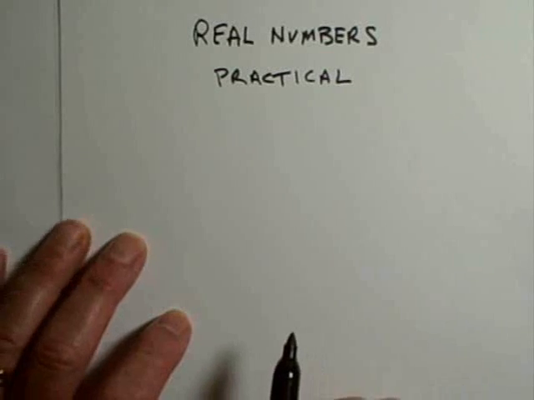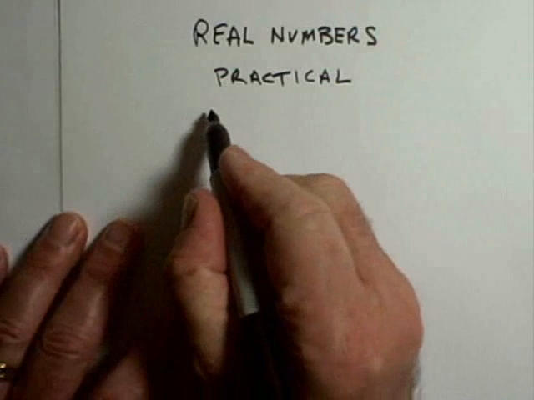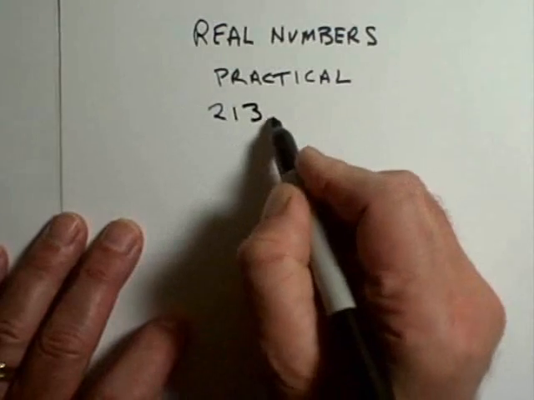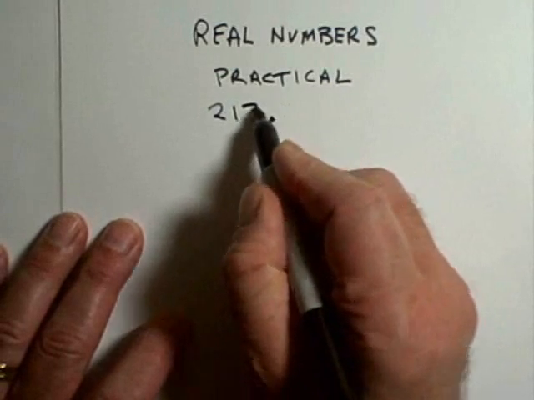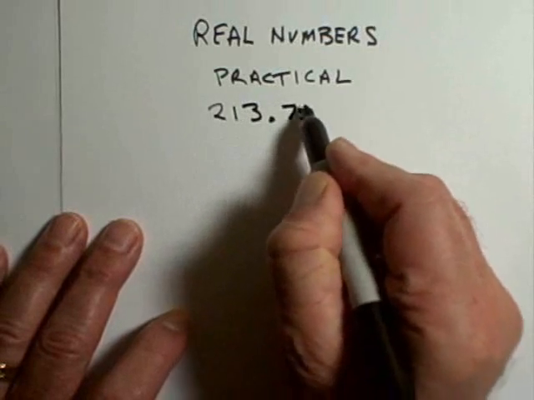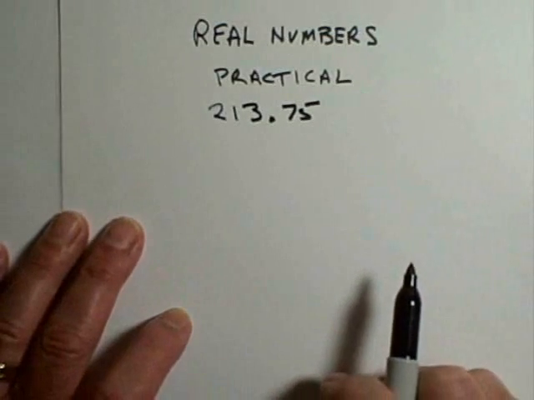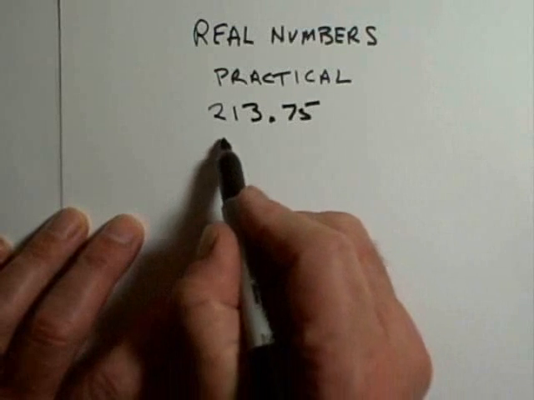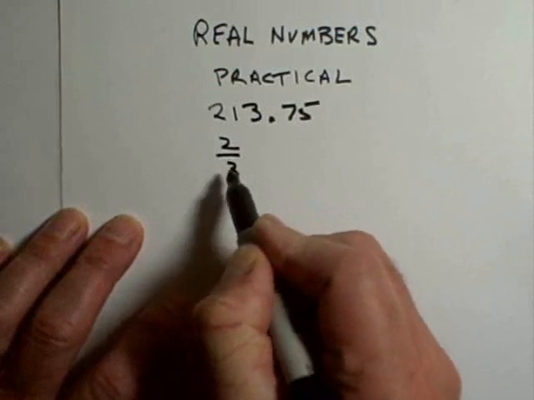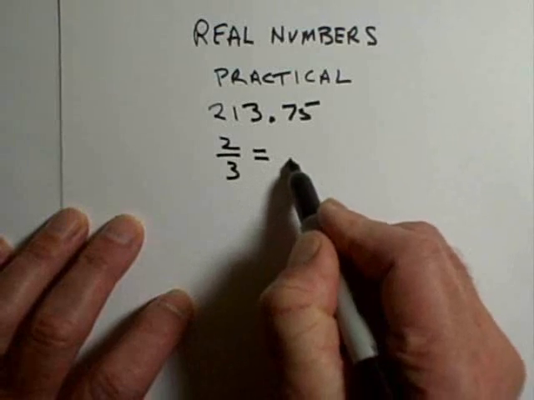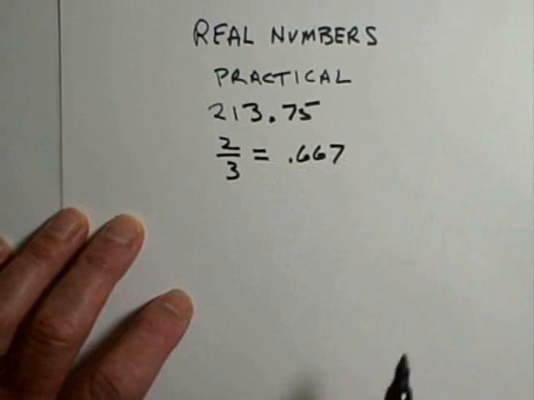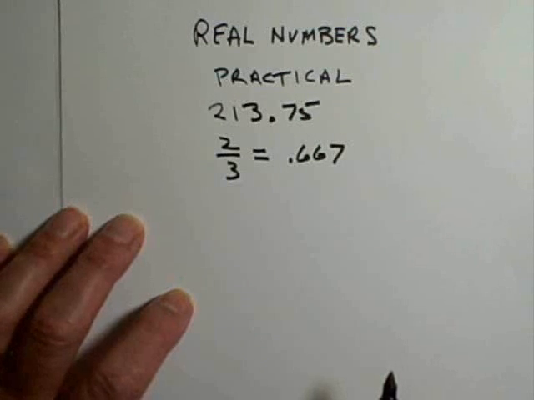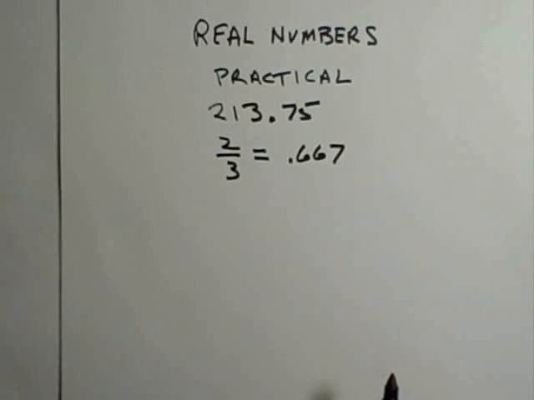Now, actually, you already know a lot about real numbers. A real number is simply a number that you can write, for example, 2.13, or rather 213.75. 213.75 is an example of a real number. You could also have fractions, which could be real numbers. For example, 2/3, which could be written as 0.667. You could make it 0.6666666 as far as you wanted to, and at some point you'd probably want to stop.